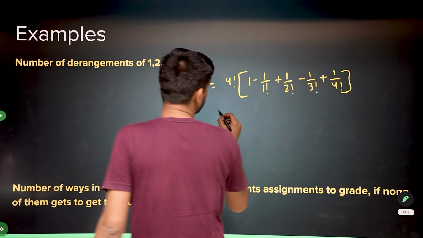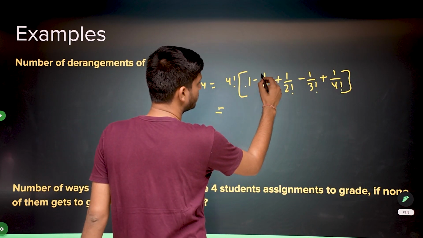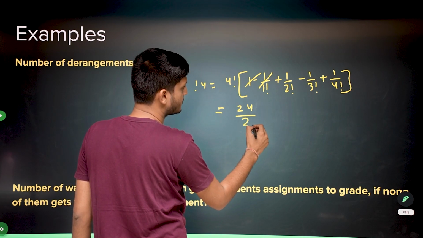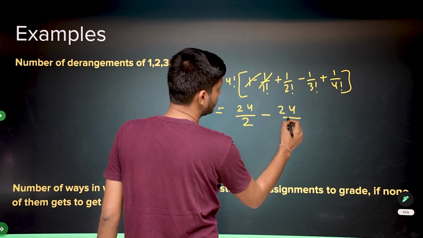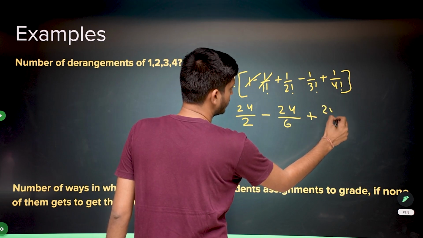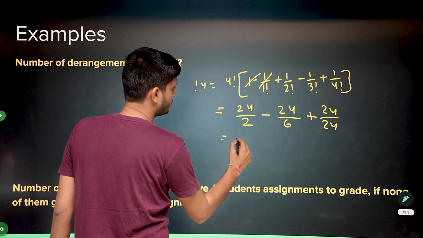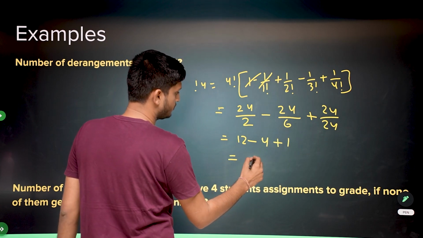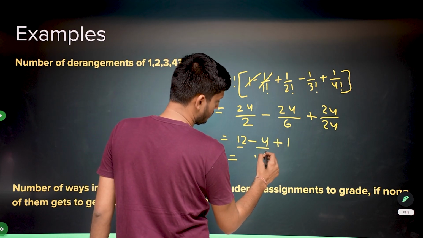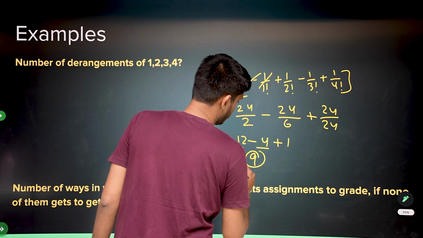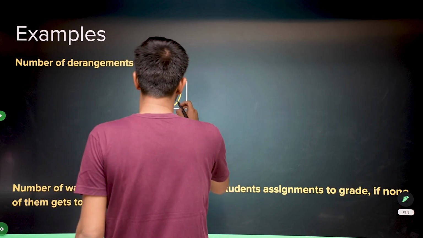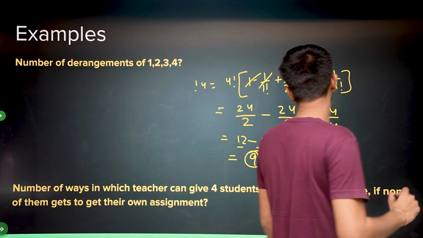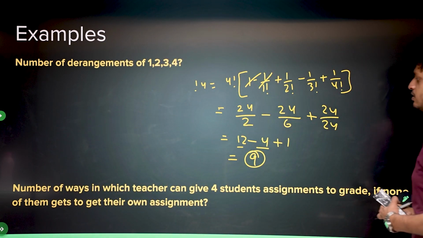So let me do it again. Okay, so that 1 minus 1 factorial gets cancelled. It becomes 24 by 2 minus 24 by 6 plus 24 by 24. So it becomes 12 minus 4 plus 1. It's 9 only, right? It's 9 only. Okay, so here it is a mistake. Cool?